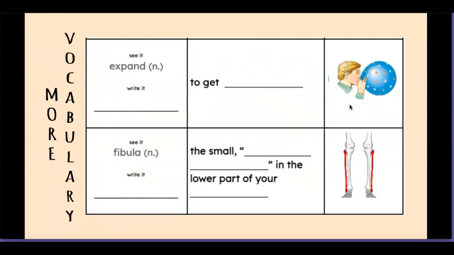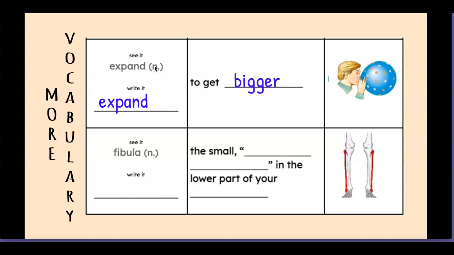The next word is expand. Expand. Actually, this should be a verb, not a noun. So put a V here where you see an N. Put a V there instead of an N. Write it on the line. It means to get bigger.